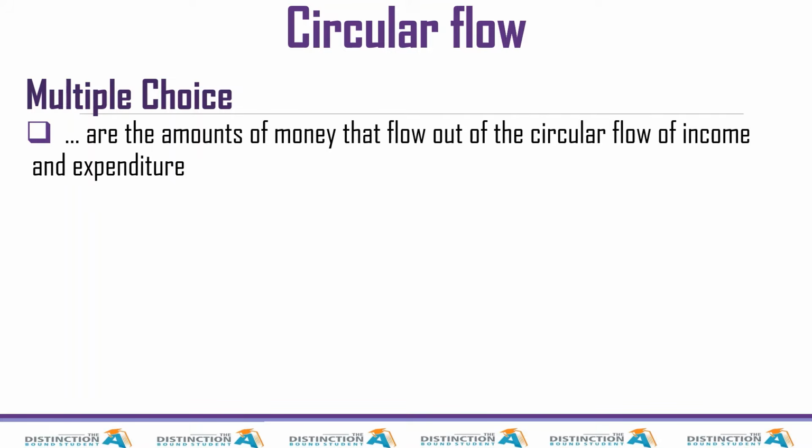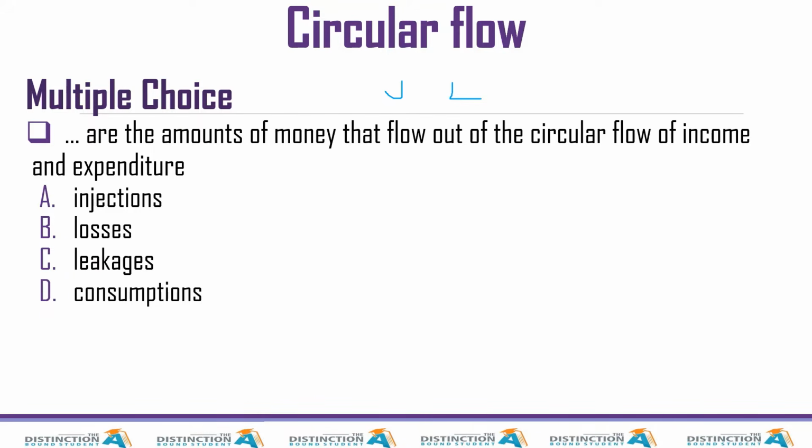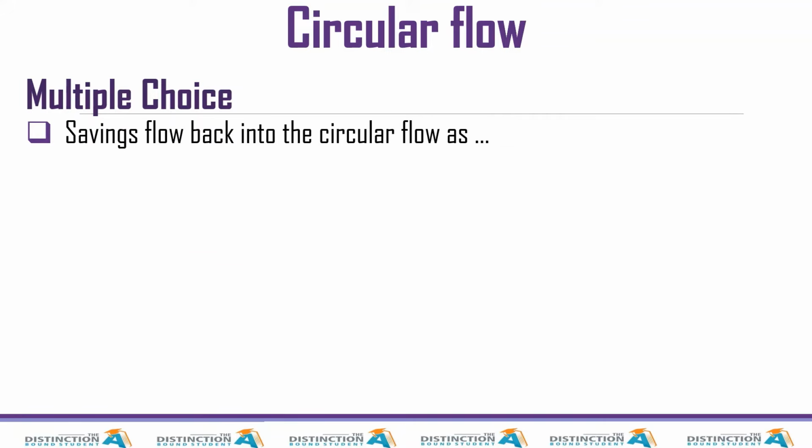Dash are the amounts of money that flow out of the economy, out of the circular flow. Out. Which one? Is it injections or is it leakages? The word is out. It's easy. Right. Leakages. Next one.